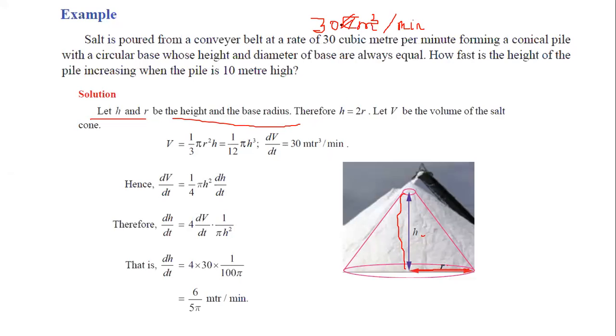So h equal to 2r. h equal to 2r here. Let V be the volume of the salt. It is a cone, so V equal to 1 by 3 pi r square h. That is the formula for the volume of a cone. V equal to 1 by 3 pi r square h.